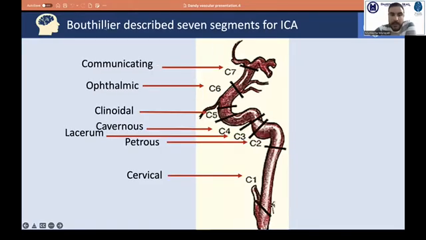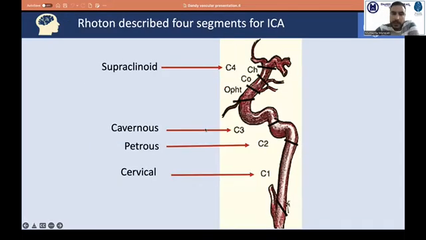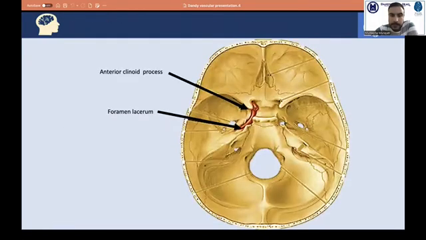Okay. In another classification, for example, Bouthillier described 7 segments from C1 to C7. We will not go into the details of this classification. Other classifications, just to have it in your mind, may start from C1 distally to C7 proximally. And we will stick to the Rhoton classification of the ICA.